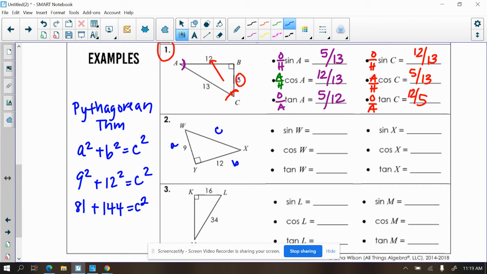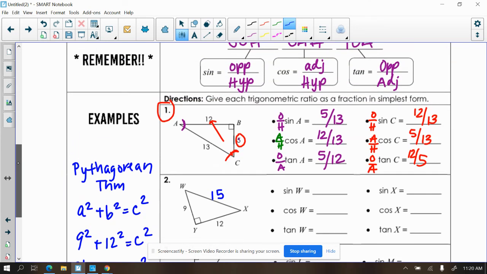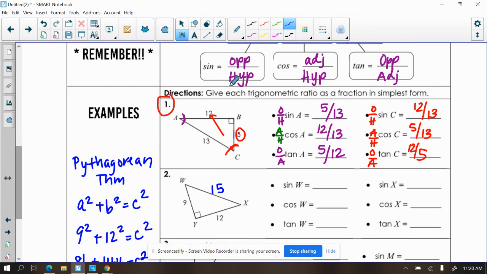Use my calculator here. 81 plus 144 is 225. And that's c squared. And to find what c is, I take the square root. And the square root of 225 is, oh no, 15. So then my side c, I'm going to erase these letters. My side c is 15. Okay, so that's just a quick refresher. You're not going to have to do that. The sides will be labeled for you. What I'm really focusing on is, do you know how to set up these ratios, these trig ratios?